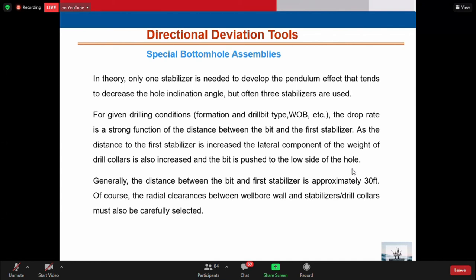But for given conditions such as the formation, the drop rate is a strong function of the stabilizer distance. If I want to control the dropping rate, I use the distance between the bit and the first stabilizer. As the distance from the bit to the first stabilizer increases, the component of weight increases, and this allows the motion to drop. Generally speaking, the distance between the bit and the first stabilizer is approximately 3 feet. Also, of course, the radial clearance of the stabilizer must be carefully selected. So we have many configurations.